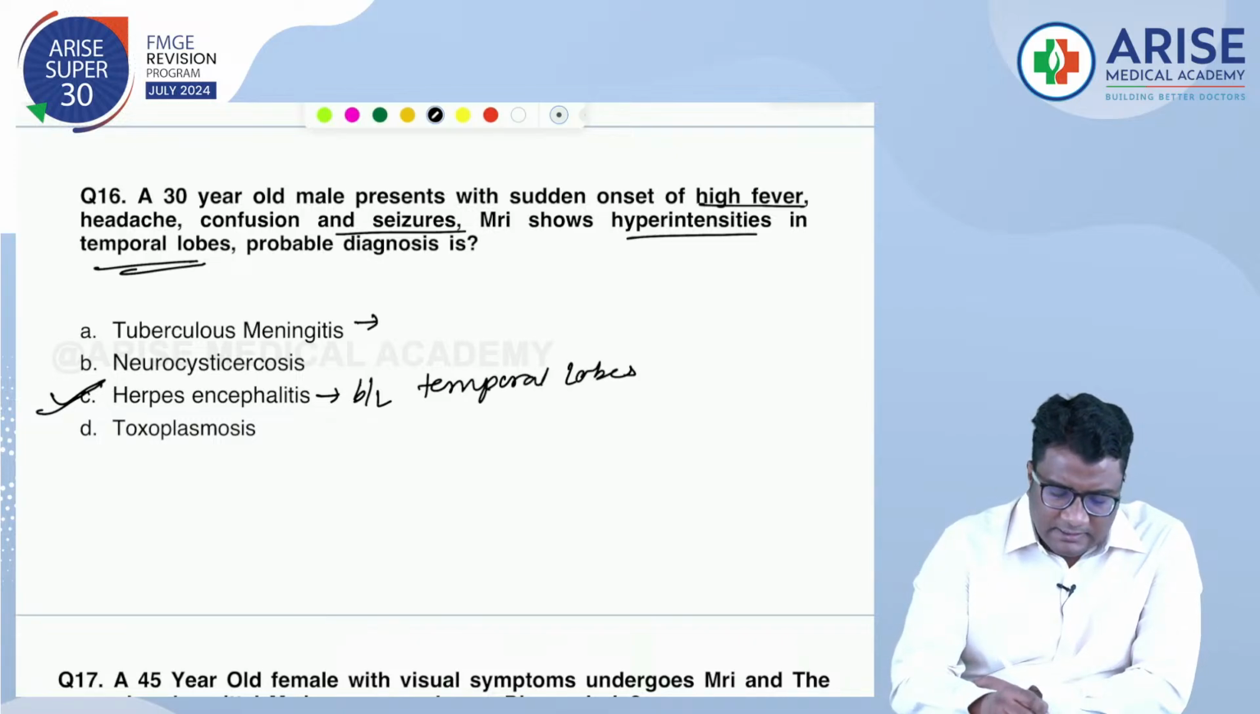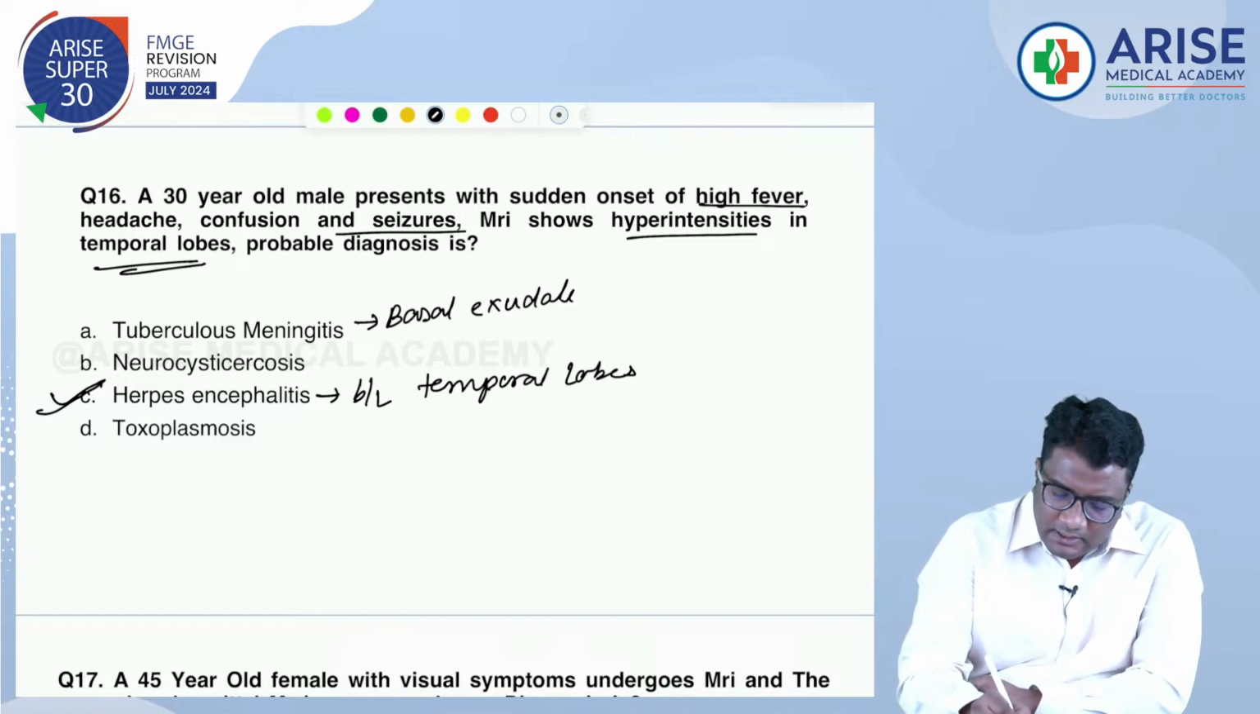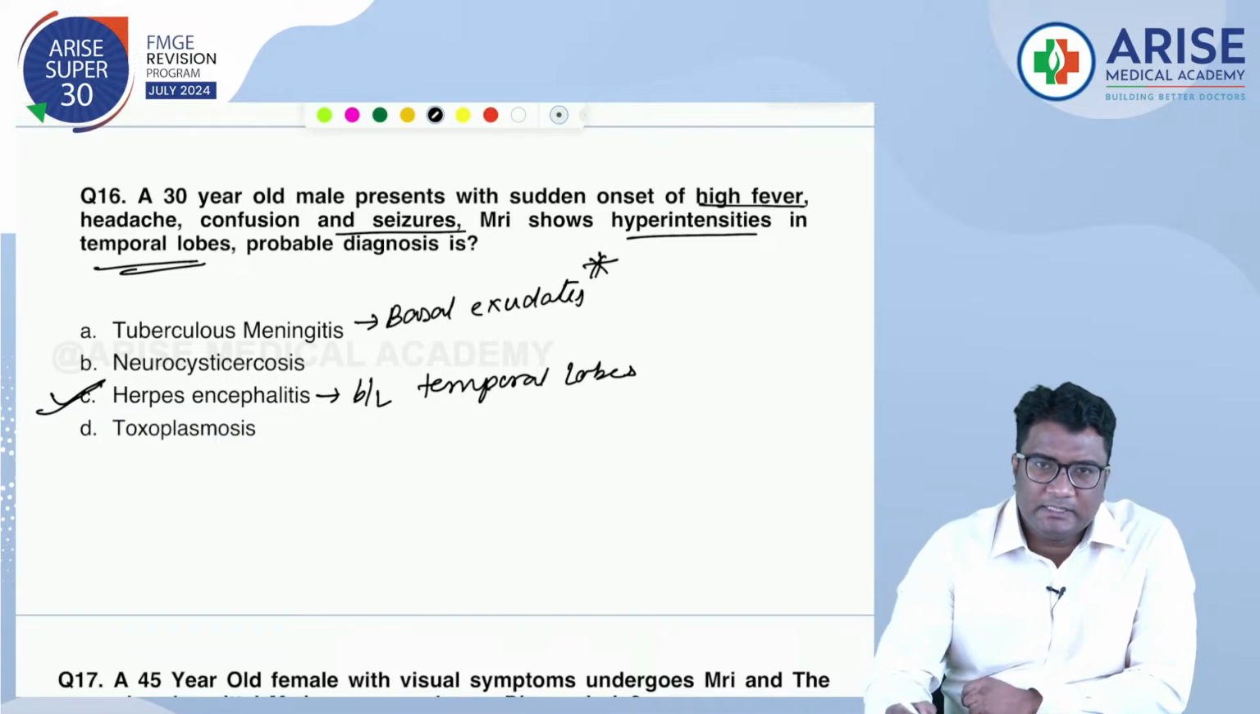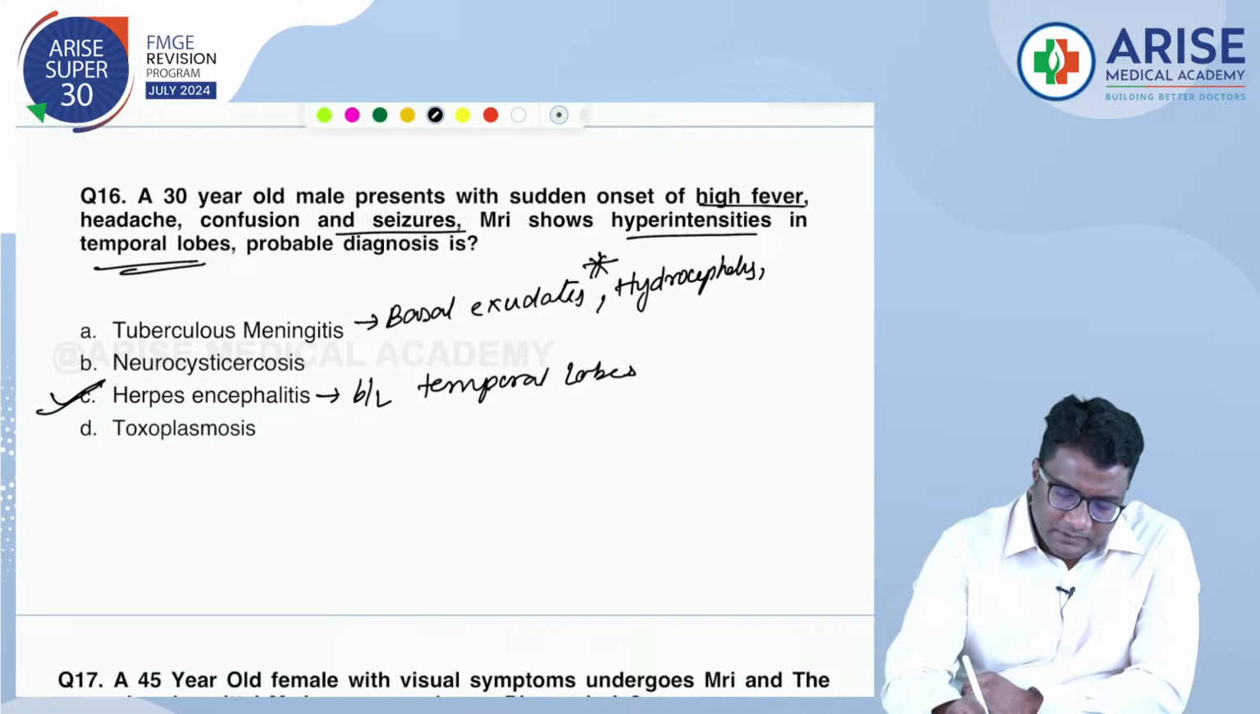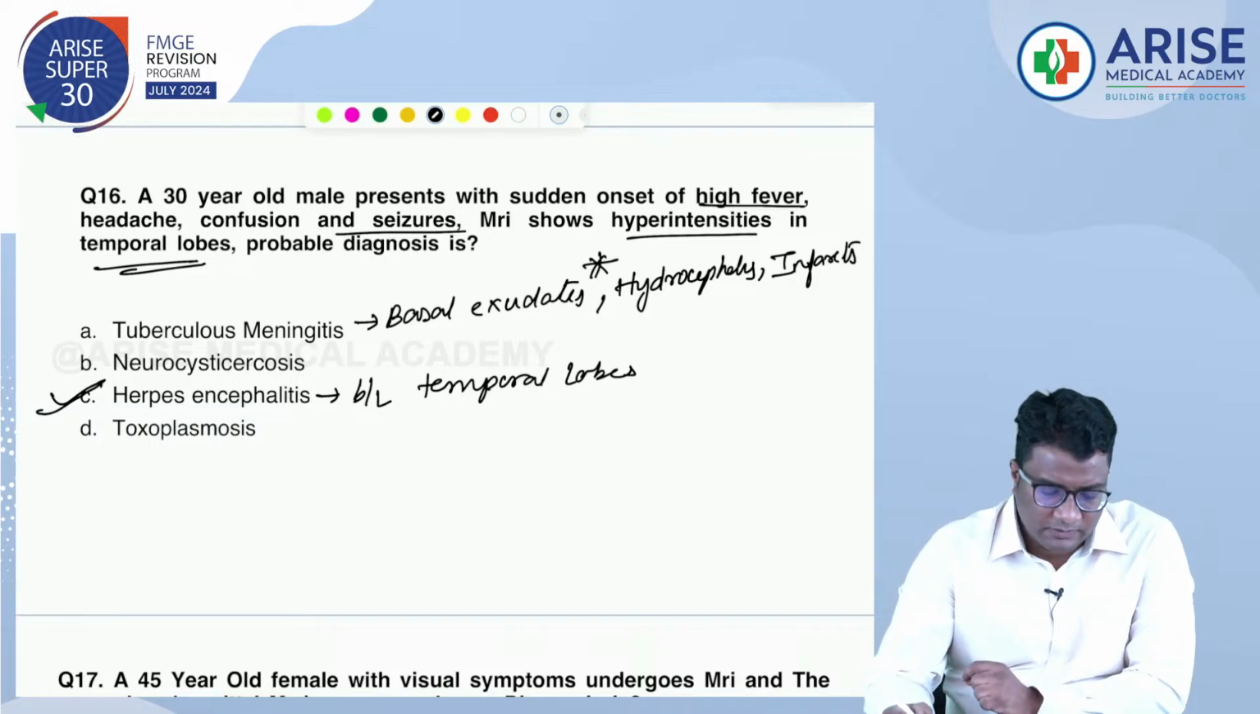Tuberculous meningitis produces basal exudates. So when you see the word basal exudates, please mark it as tuberculous meningitis. Tuberculous meningitis produces basal exudates, hydrocephalus, infarcts. The triad of TB meningitis: basal exudates, hydrocephalus, and infarcts. Remember, basal exudates, mark it as tuberculosis.